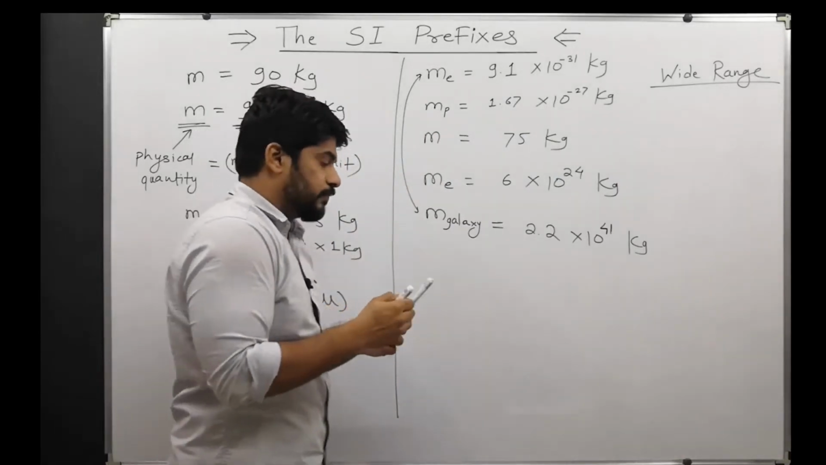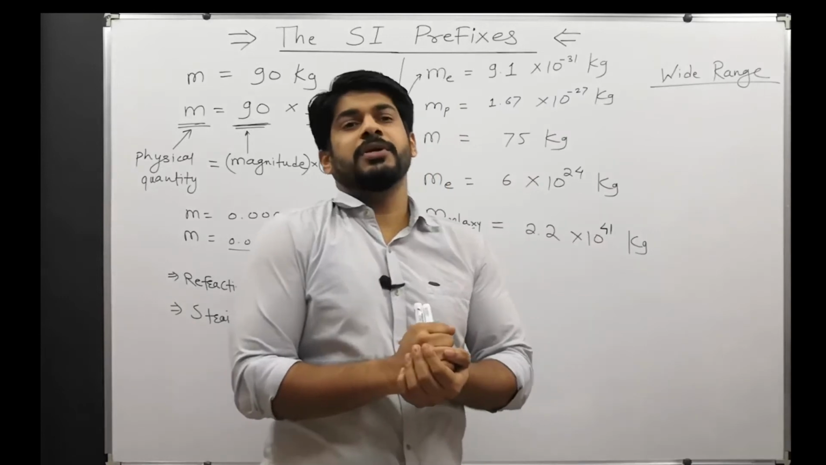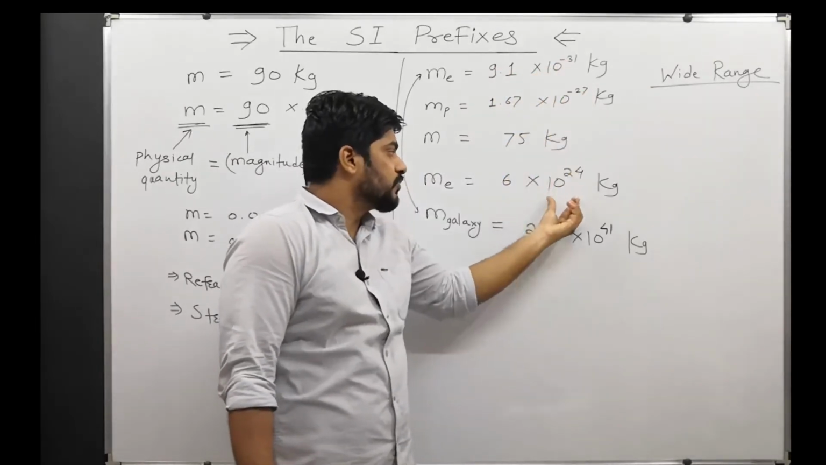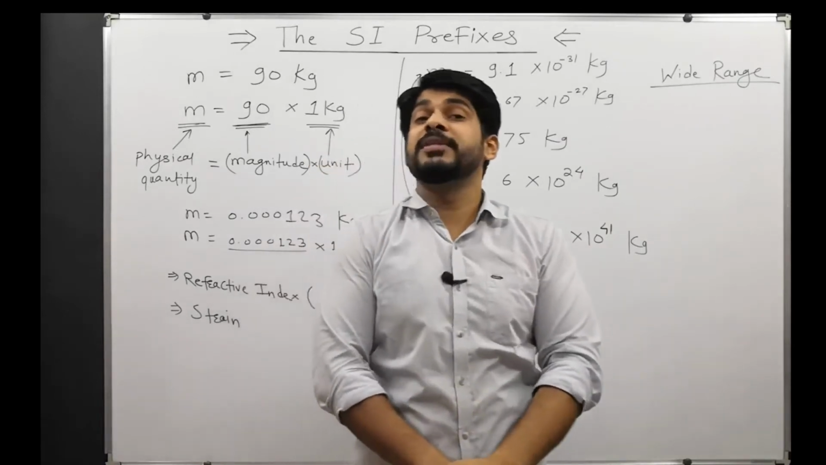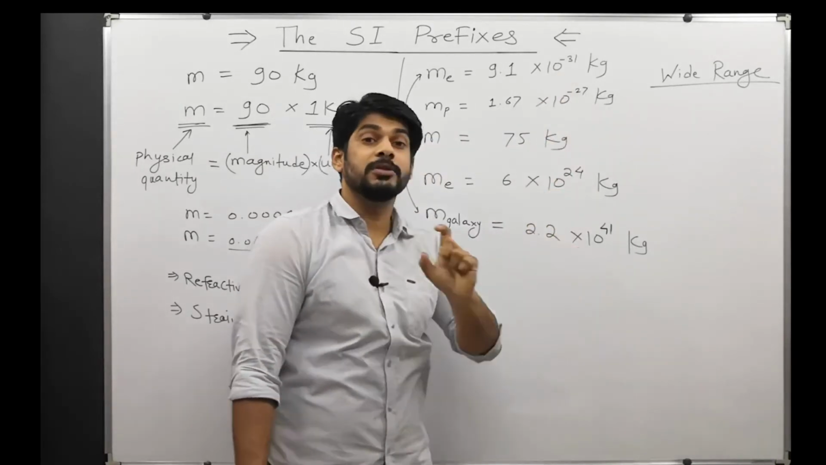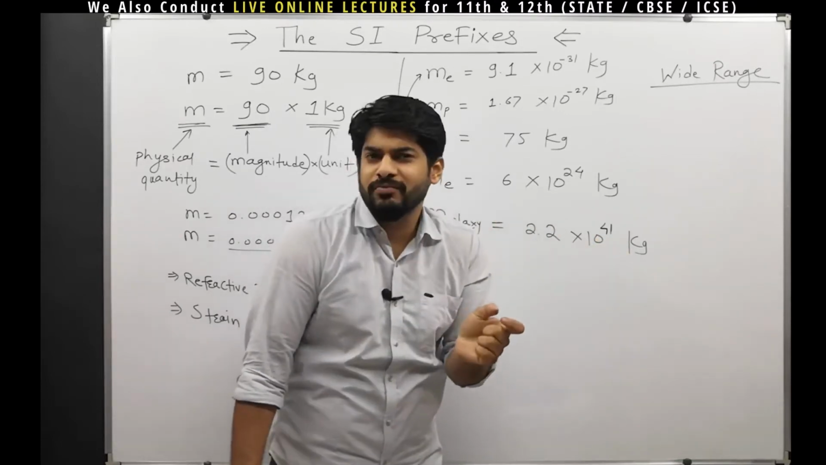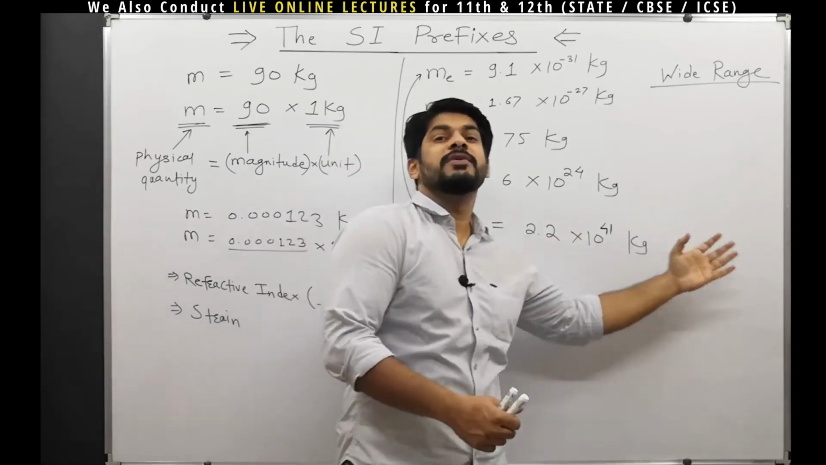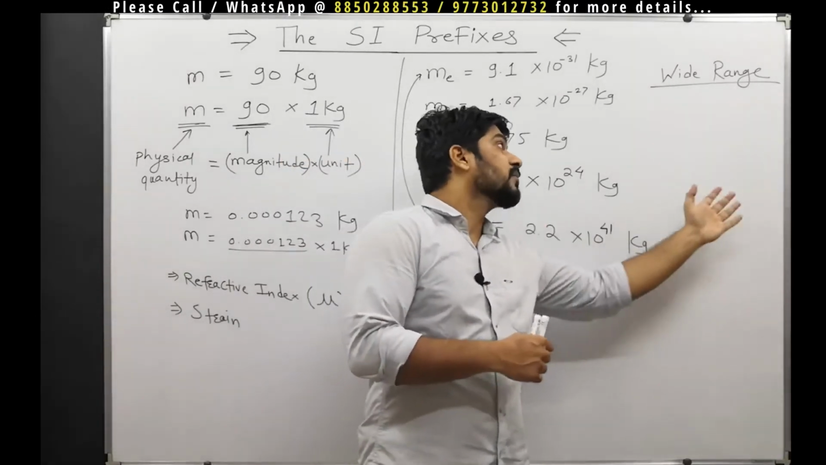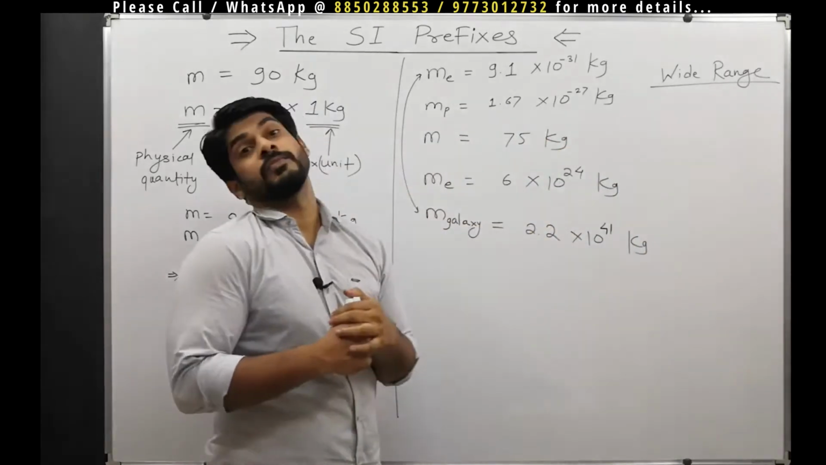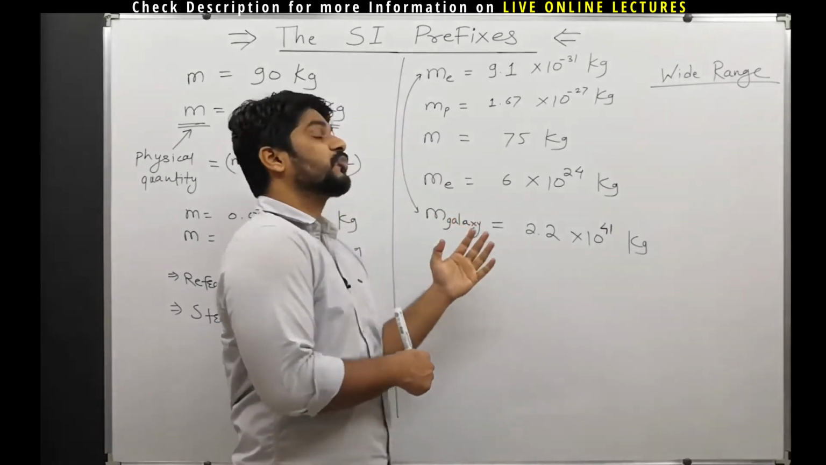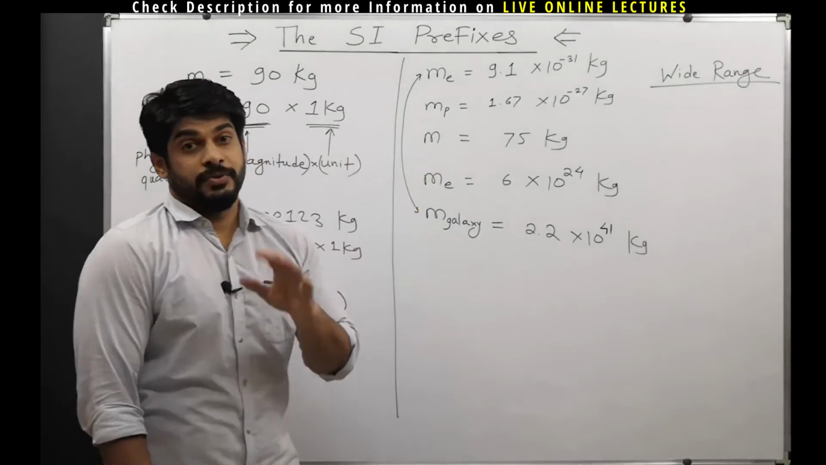Since there is a wide range, and some values are very small and some values are very big, to represent such values we actually require the powers of 10. You can see here we have used the power of 10. Imagine 10 raised to 41. How would you represent that? You have to put 40 zeros in front of this number. You can imagine how difficult that would be, so that's why we use the powers of 10.